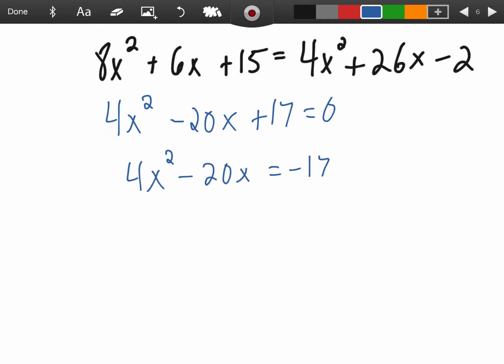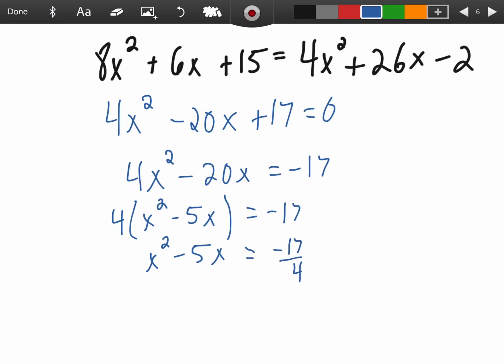Now, an important thing, whenever we're trying to complete the square, my a value must be equal to 1. My coefficient of the x squared must be equal to 1. So I'm going to factor out a 4. This is now x squared minus 5x equals negative 17. I'll divide that 4 over. Equals negative 17 over 4. Because now I have just that x squared plus bx by itself on the left side. So now I can complete the square.